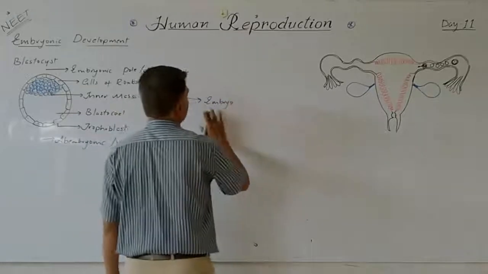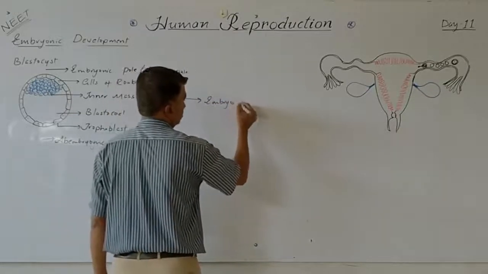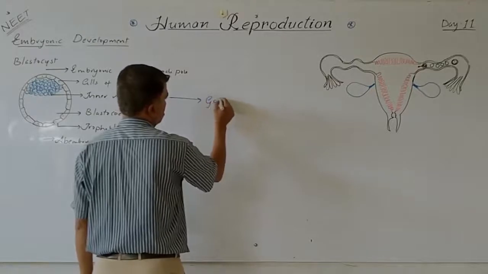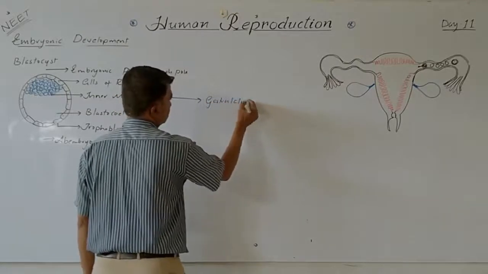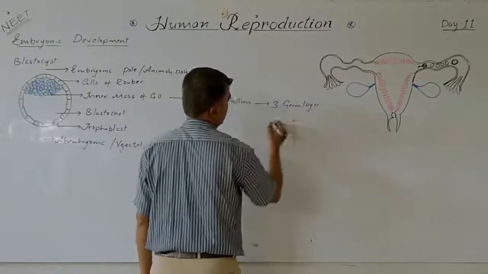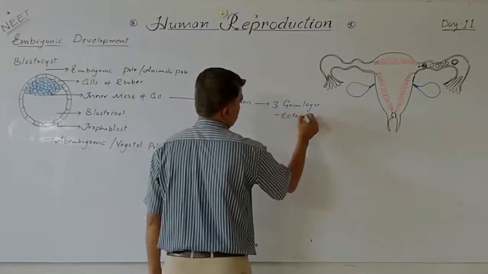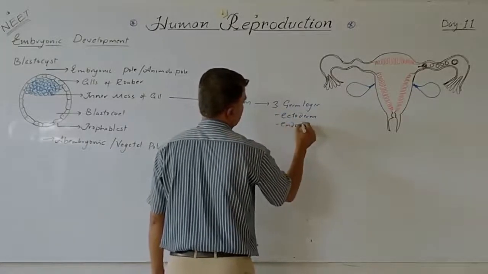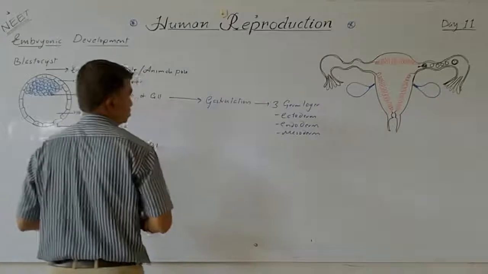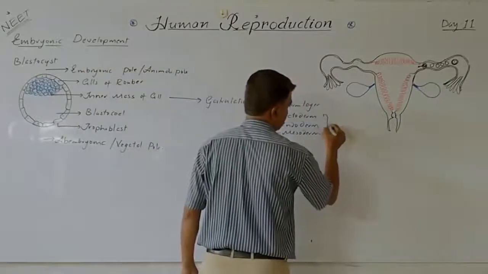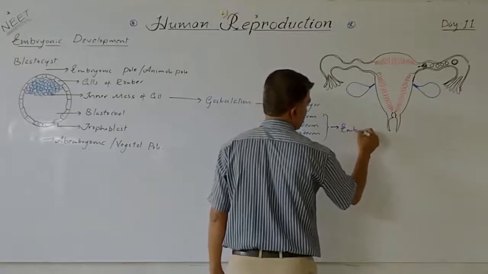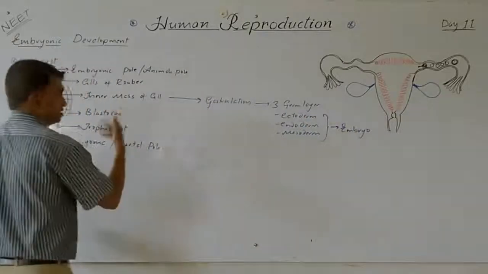Yes. So under gastrulation, this embryo produces three germinal layers. It undergoes gastrulation and produces three germ layers, which are nothing but ectoderm, endoderm, and mesoderm. With the involvement of these, organogenesis and morphogenetic movement take place, and this collectively develops into the embryo.